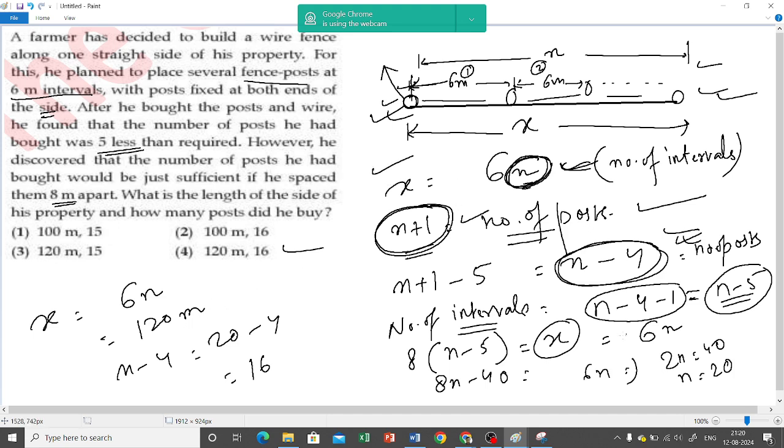আর নাম্বার অফ পোস্ট কত? নাম্বার অফ পোস্ট মানে নাম্বার অফ পোস্ট কটা কিনেছে ও? n-4, that is 16.